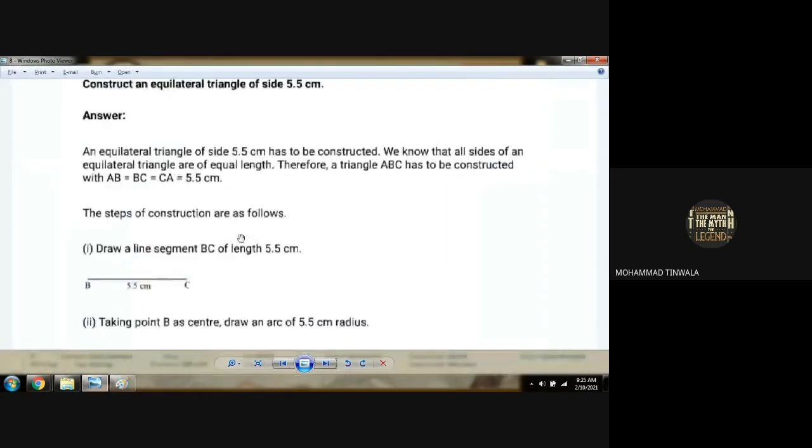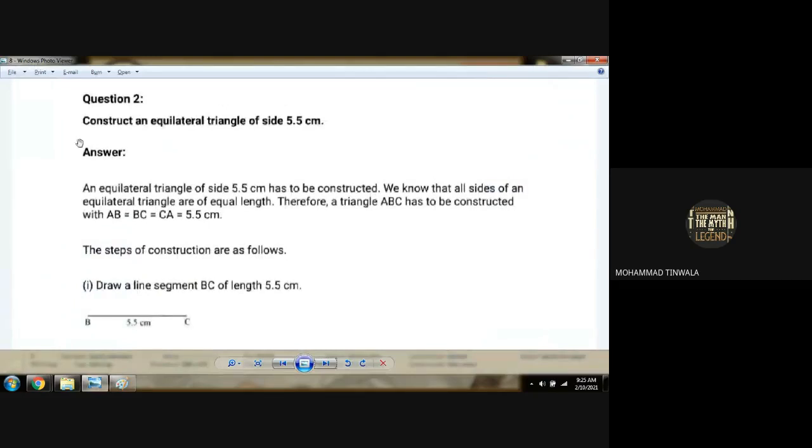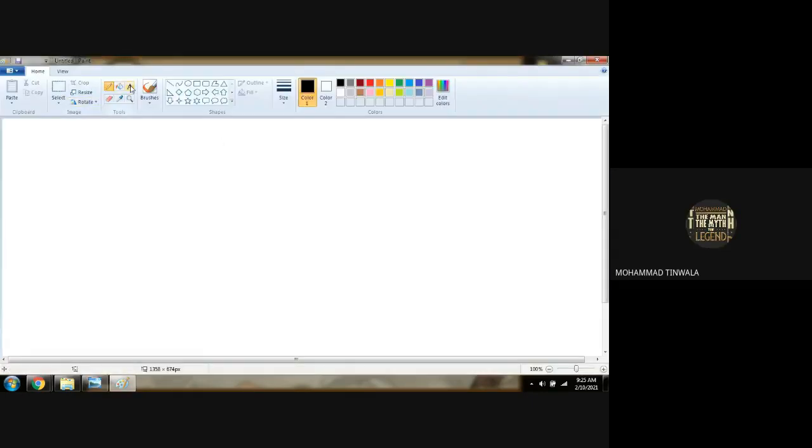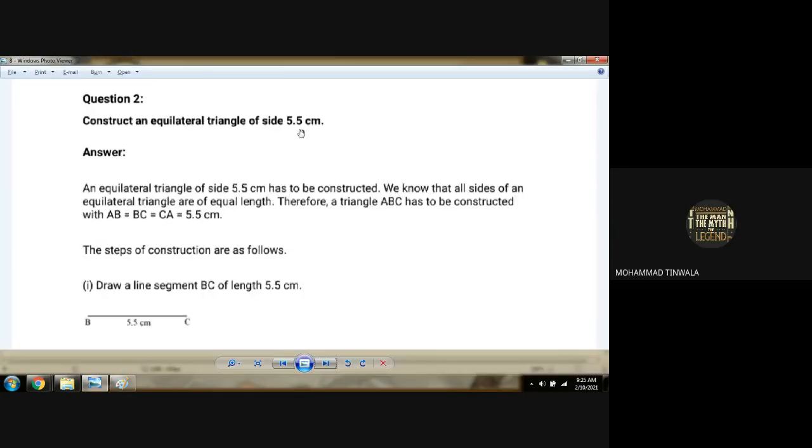Who will read this sum? Sir, can I read? Yes. Question number 2. Construct an equilateral triangle of side 5.5 centimeters. So, what kind of a triangle is that? Equilateral, and there is no name given in it. Is any name given? So we can prepare any triangle with any name.